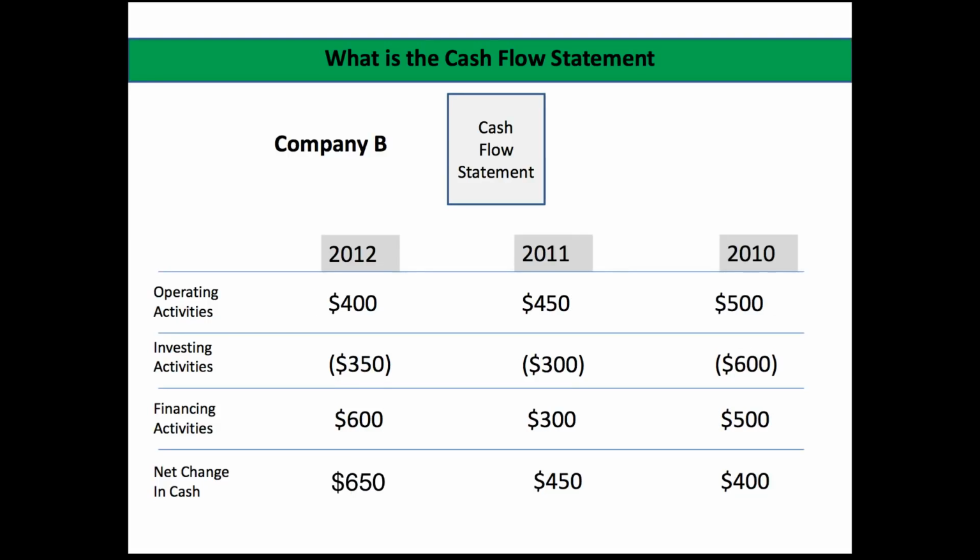So in company A, I was showing you a good cash flow statement. Now in company B, I'm going to show you one that's not looking as good. So let's start from right to left and look at the operating activities. And you can see that the operating activity cash flow is slowly decreasing. It's going from 500 to 450 to 400. That's bad, because this means that the income, the lifeblood of this company, is slowly decreasing.